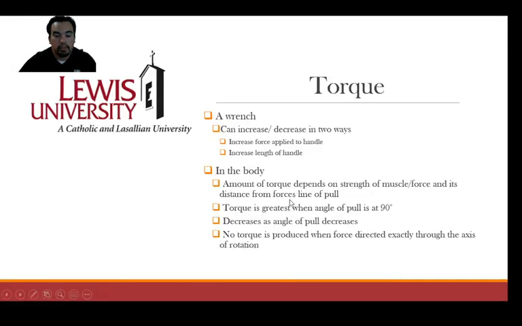In the body, the amount of torque depends on the strength of a muscle or force and its distance from the line of pull. So torque is greatest when the angle of pull is at 90 degrees. It decreases as the angle of pull decreases. Okay, so no torque is produced when force is directed exactly through the axis of rotation. So there's no torque.